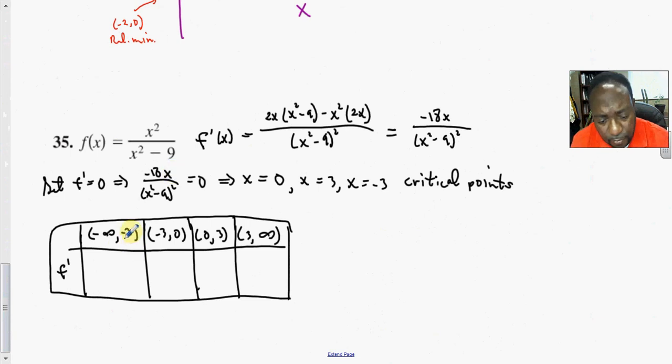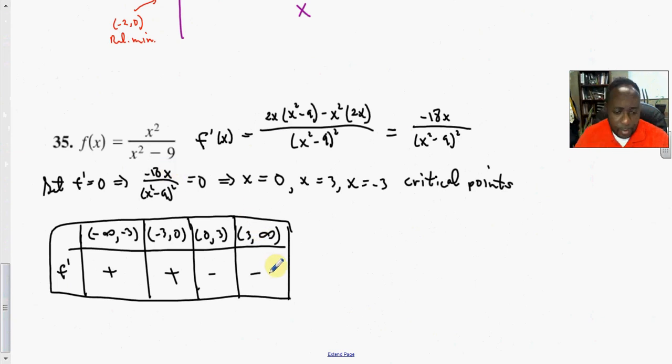Let's take a number from negative infinity to negative 3. It's a negative number. Negative times negative is positive. Our denominator is always positive, so we get plus. Take negative 2, plug it in here. We get negative times negative, that gives us positive. Take the number 1. Negative 18 times 1 is negative. The number bigger than 3, plug it there, we still get negative.